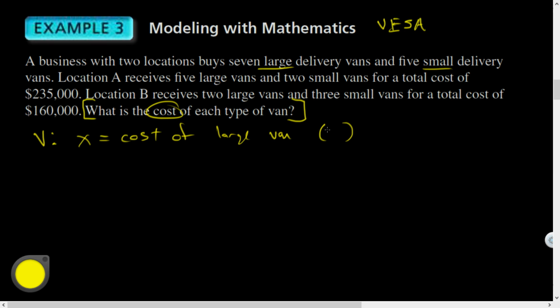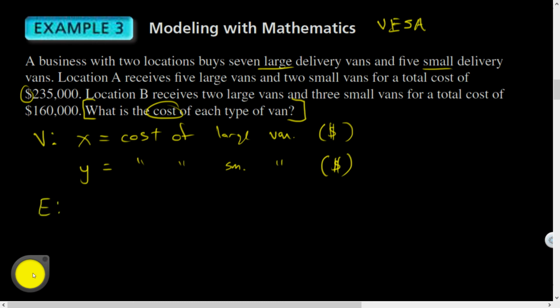What type of money? Why did we choose dollars? Because they chose dollars, right? If they were talking euros or pesos, whatever it is. Yeah, just a currency, right? Y will represent the cost of a small van, also in American dollars.